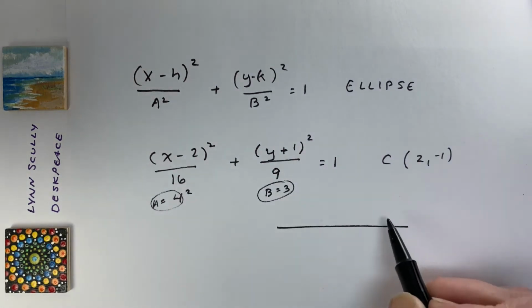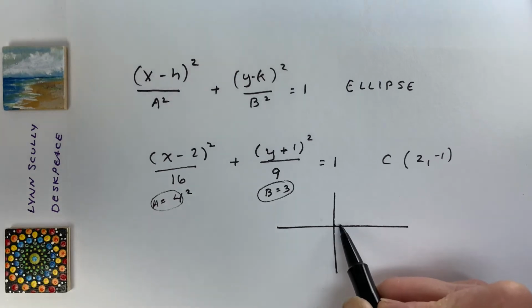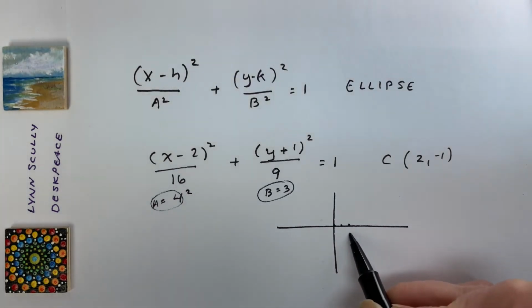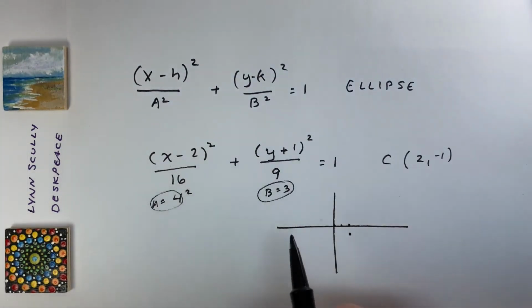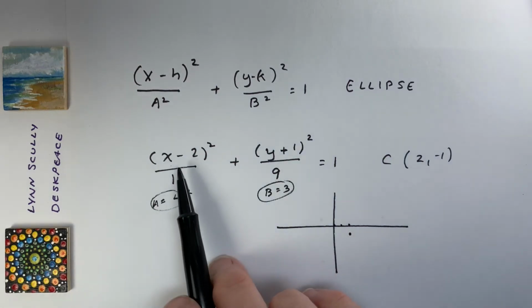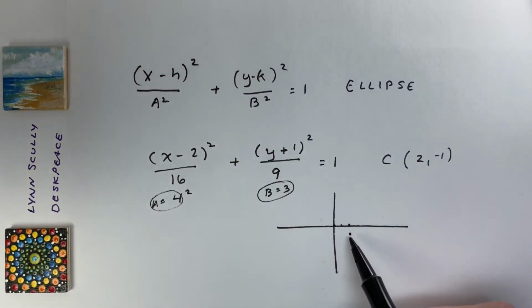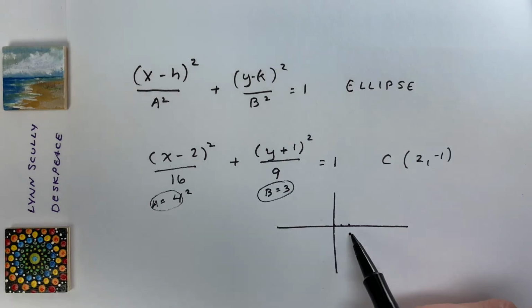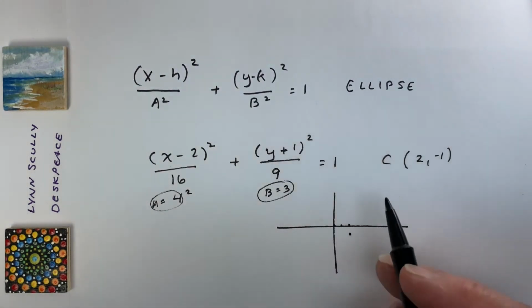So let's draw our thumbnail. We're going to go 1, 2, -1. That's our center. Now, see how the 4 came with the x? So that's what it's going to add and subtract to. You don't have to think about it a whole lot. It sticks with who it was with.